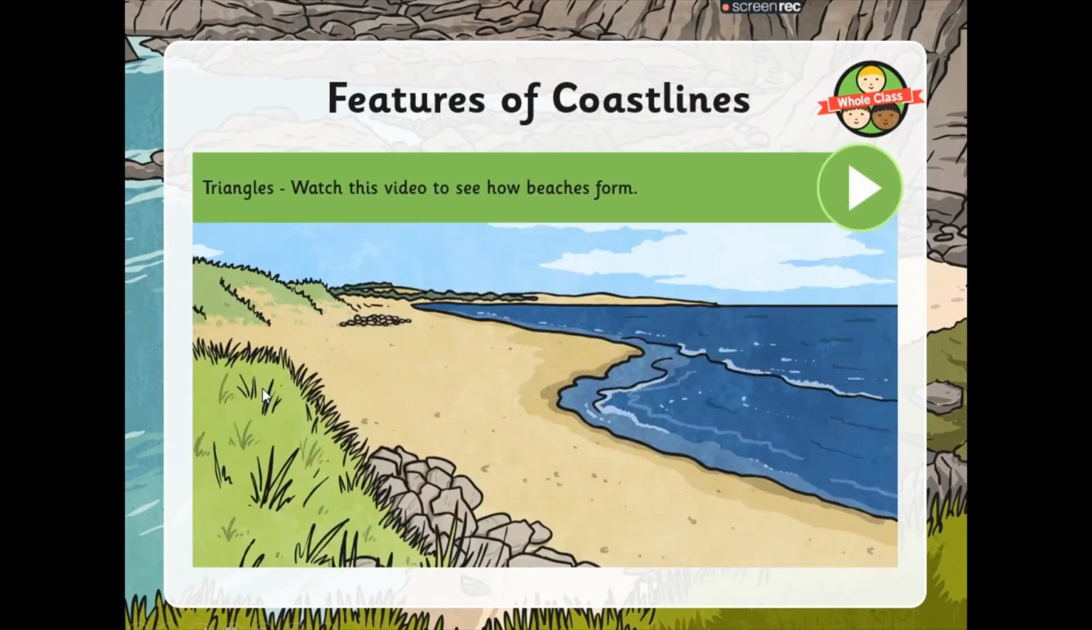Now let's have a look at triangles. Triangles you are going to be doing today, you're going to be looking at how beaches and dunes are made. And I've got a short video for you to watch. So sit back, relax and watch.